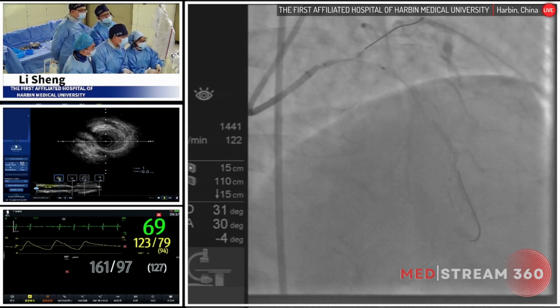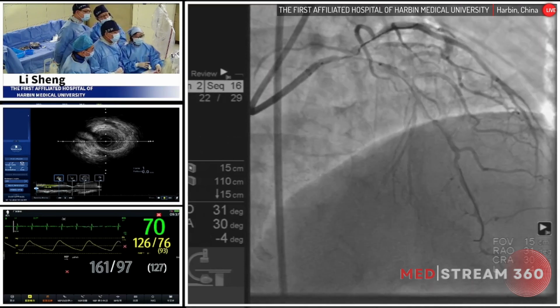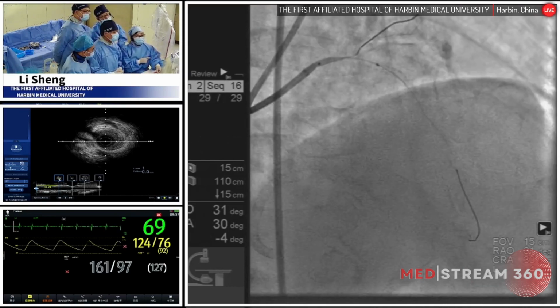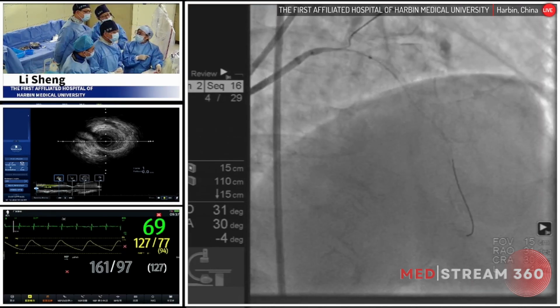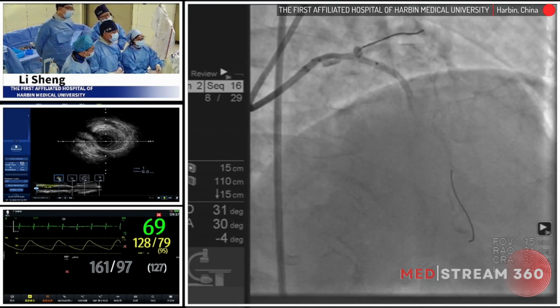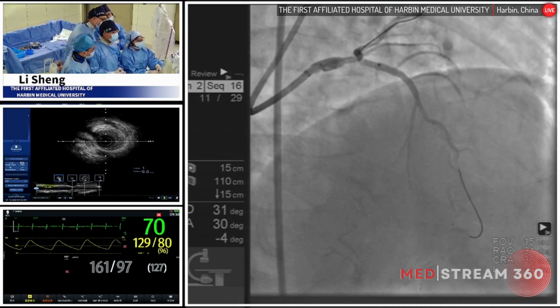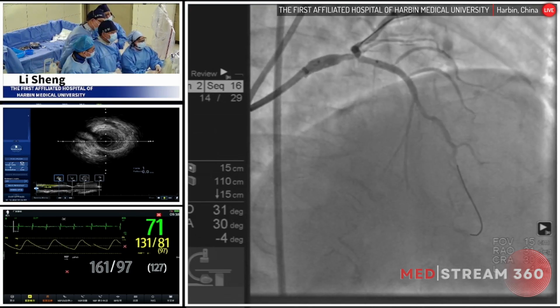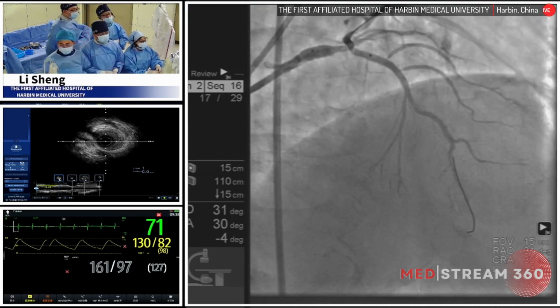Okay. Done. And it is 18. The second stent should be to the ostium of the left main. No, I think the ostium of the left main is good enough. 18 or 20, or both? Okay. 20.